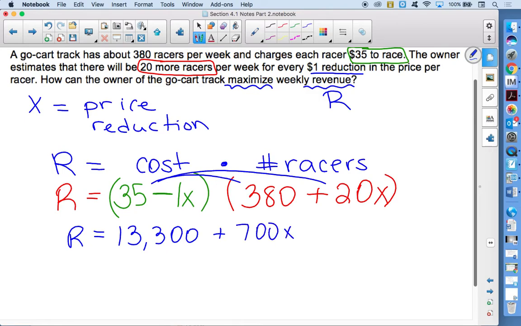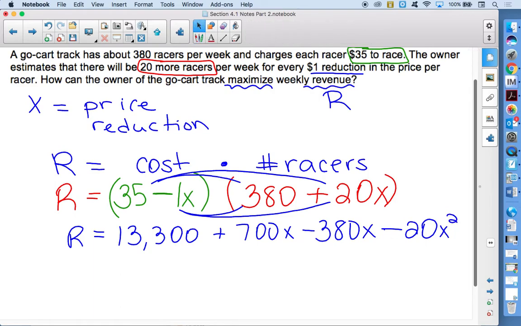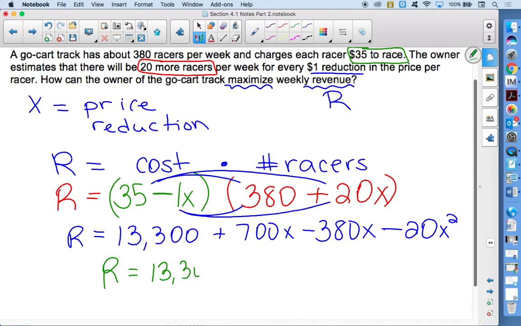And then we have negative 1 times 380. And then the last one is negative 1 times 20x. Negative 1x times 20x, so that would be negative 20x squared. So we FOILed that. That gives us 13,300. 700 minus 380 is a positive 320x. And then we have negative 20x squared.